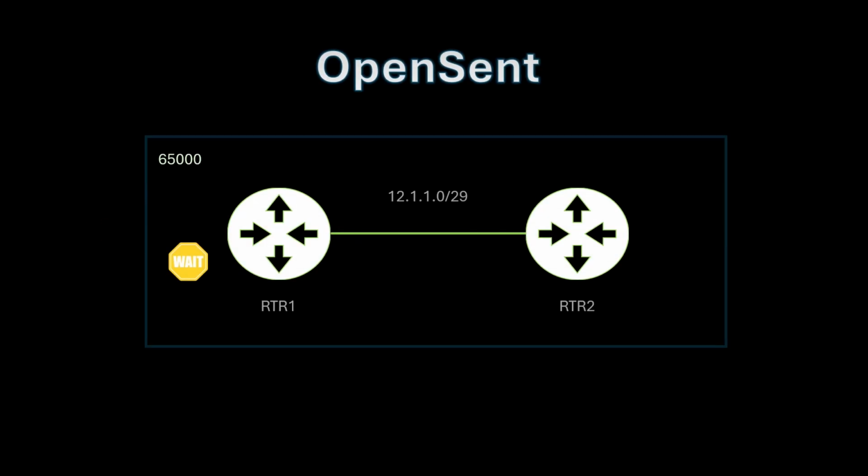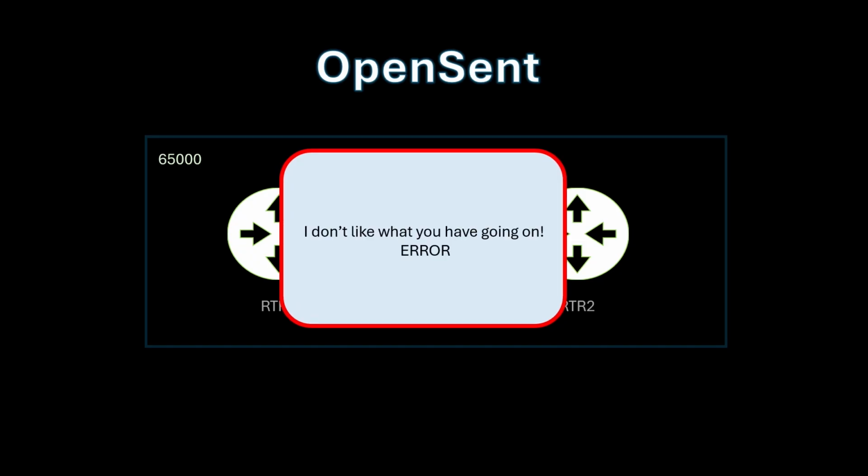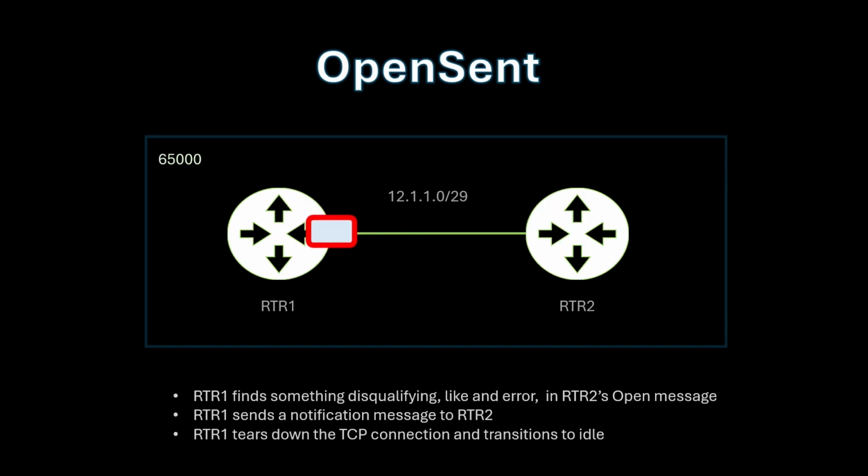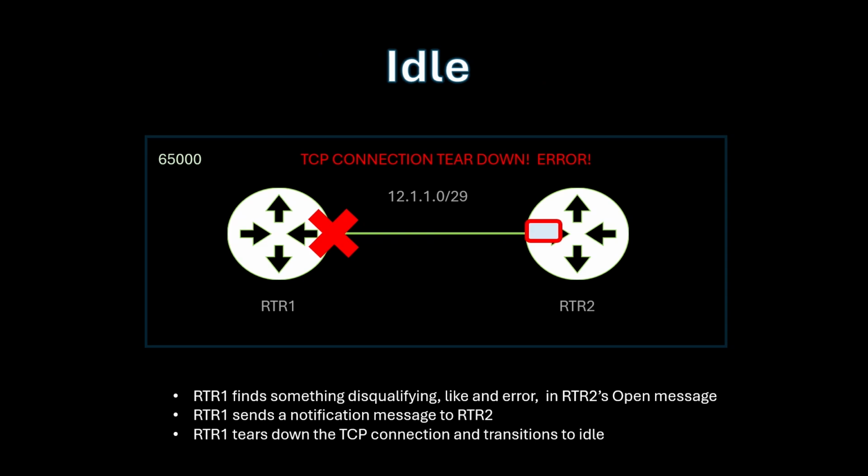A TCP connection is formed between router 1 and router 2. Router 1 sent an open message and is waiting for an open from router 2. The open arrives and router 1 sees some red flags. It doesn't approve of router 2 as a neighbor. Router 1 lets router 2 know that there's an issue or an error in its open and that the pairing won't happen with a notification message. Router 1 sends the notification message and tears down the TCP connection. The state transitions to idle.